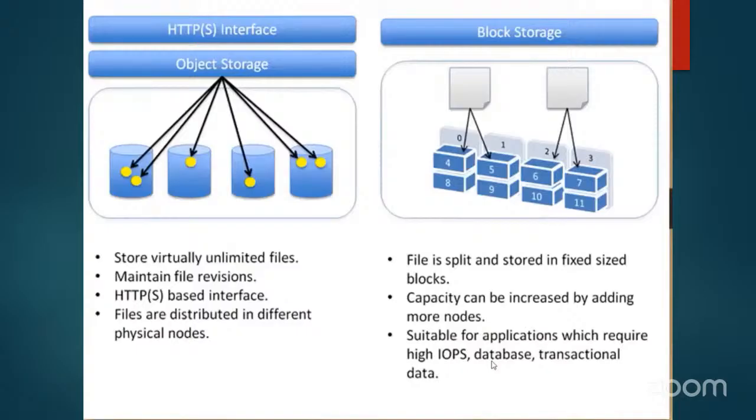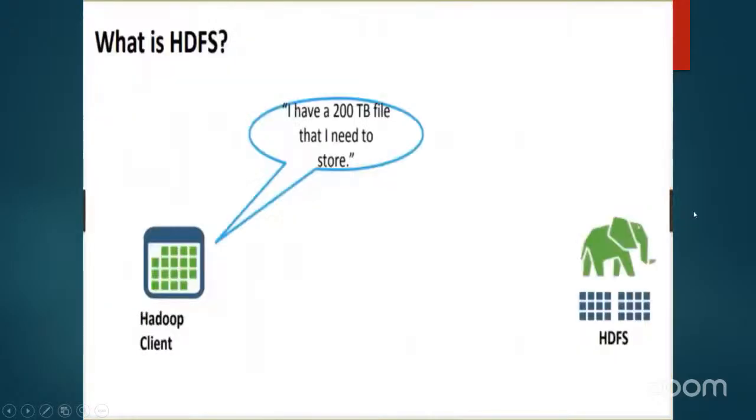Block storage is nothing but a file which is stored in fixed-size blocks. What is object storage? In object storage, each file is stored in one object. That's it. So the file won't be split. Here it is split and stored in block storage. So what is HDFS?